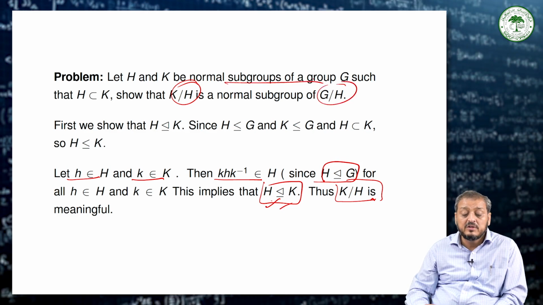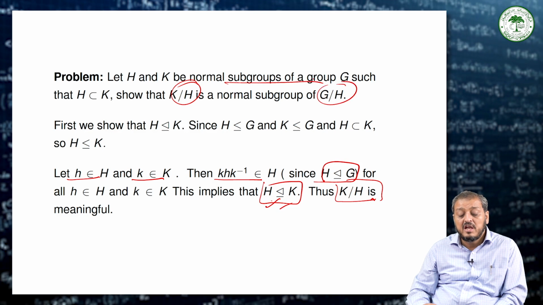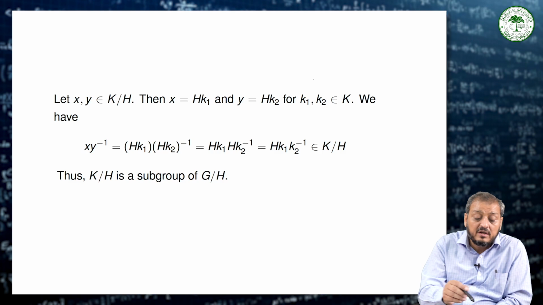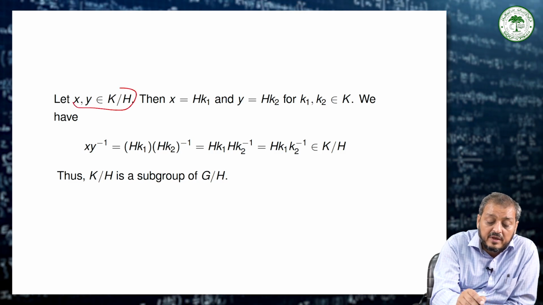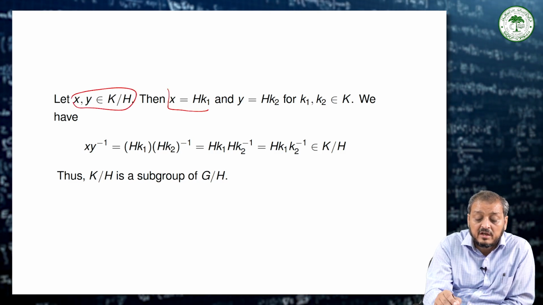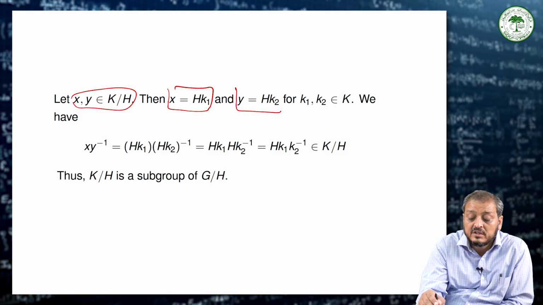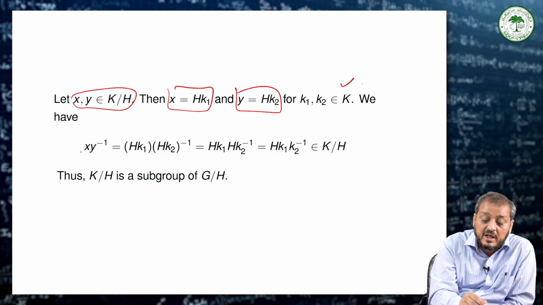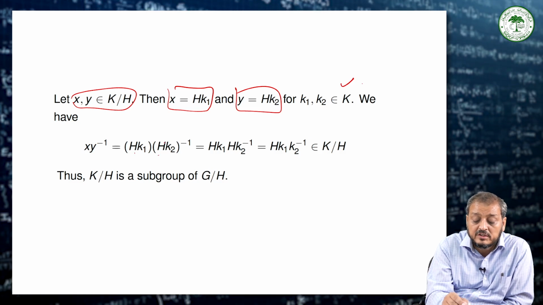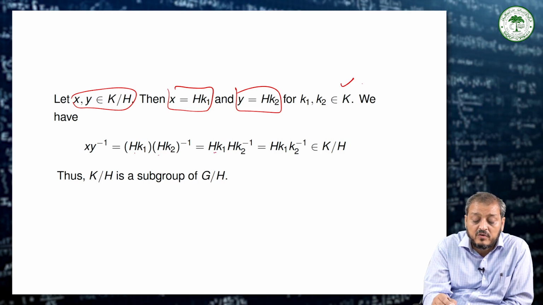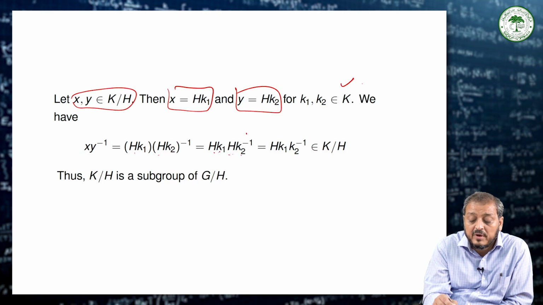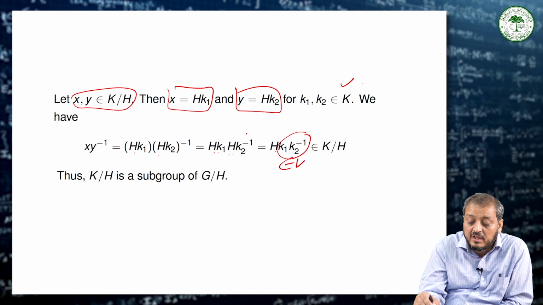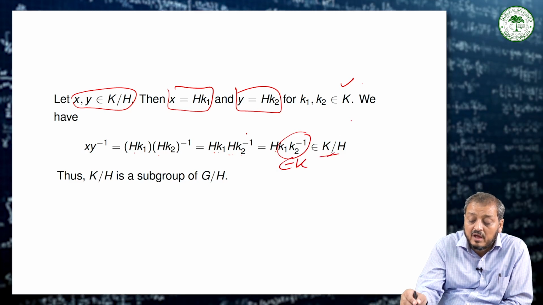Now we have to show that K by H is a normal subgroup. Let x and y be elements of K by H, where x is written as h k1 and y is written as h k2, where k1, k2 are elements of K. Then x y inverse is equal to h k1 times h k2 inverse. By the property, h k1 k2 inverse is an element of K, and then we can say that this is an element of K by H.